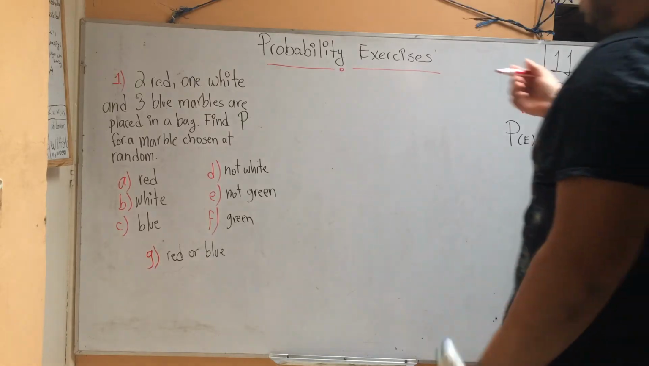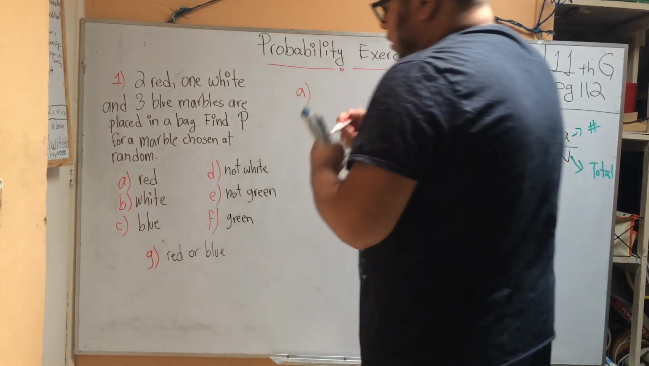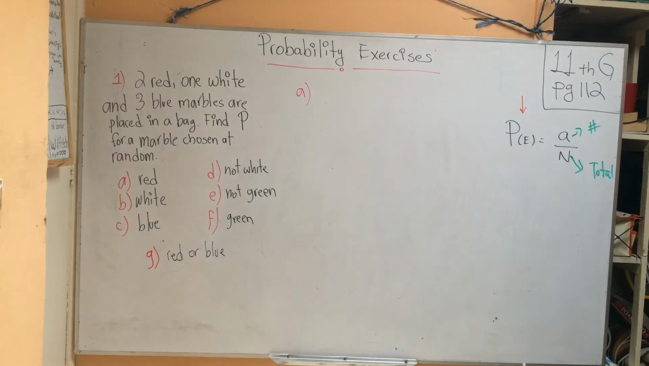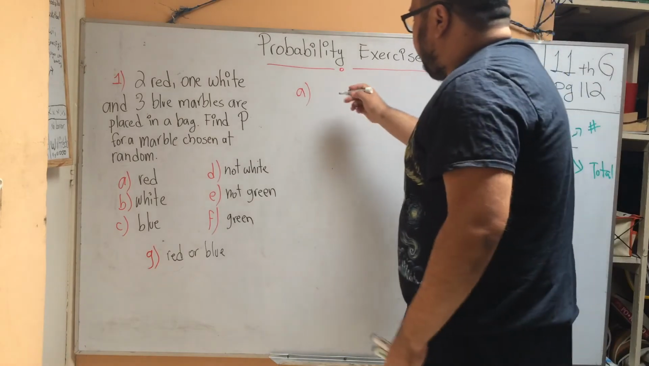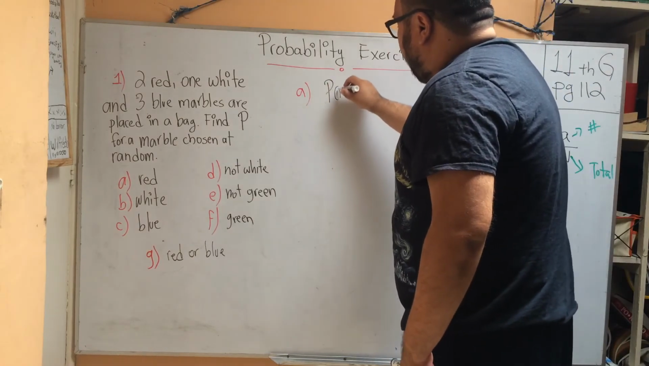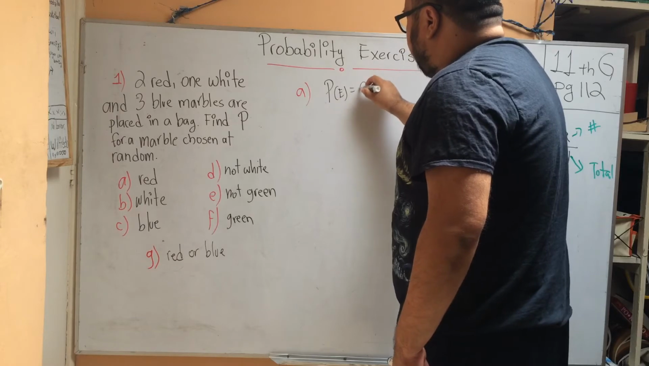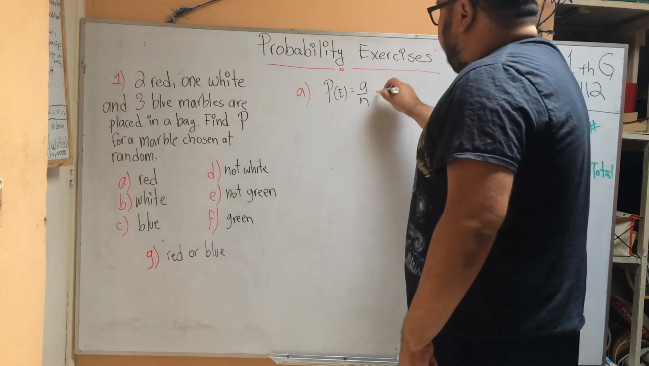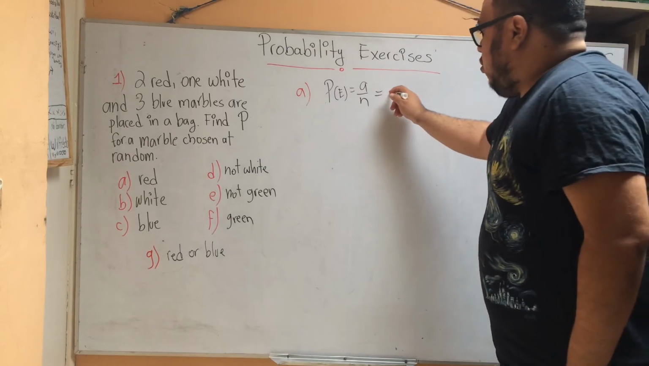Let's do the first one. We have 2 reds, 1 white, and 3 blue marbles. We're going to find the probability of getting a red marble out of the bag from the total number of marbles. If we have 2 reds, 1 white, and 3 blue marbles, in total, what do we have? When we start working, we place the formula. The probability of this event is going to be A over N. Now, what is the total number of marbles?